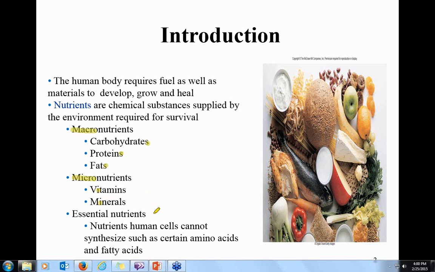Essential nutrients are nutrients that you cannot synthesize. In other words, your body cannot manufacture them. There are some amino acids that are essential, about 8 of these, and they're essential for making the proteins of your body. And then fatty acids would help you make things like triglycerides or phospholipids.